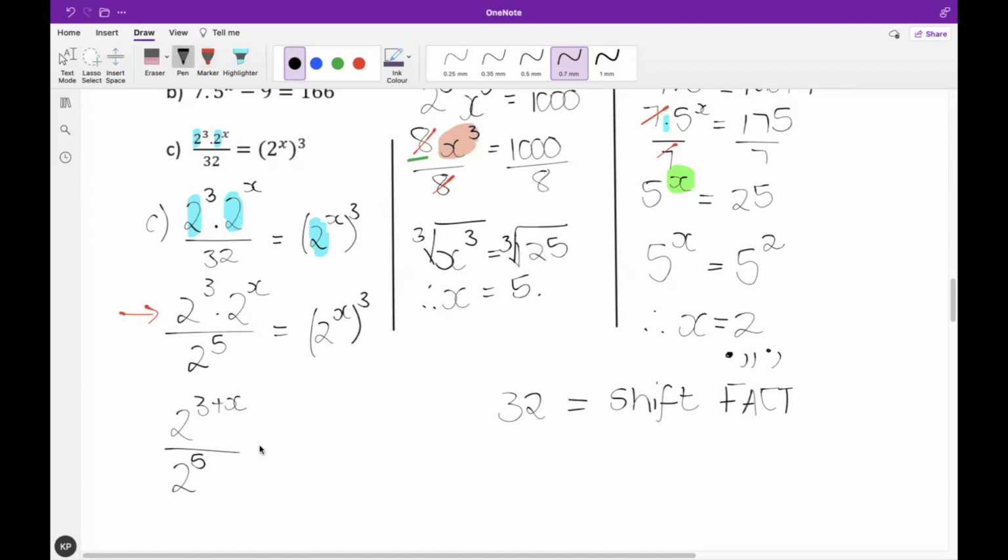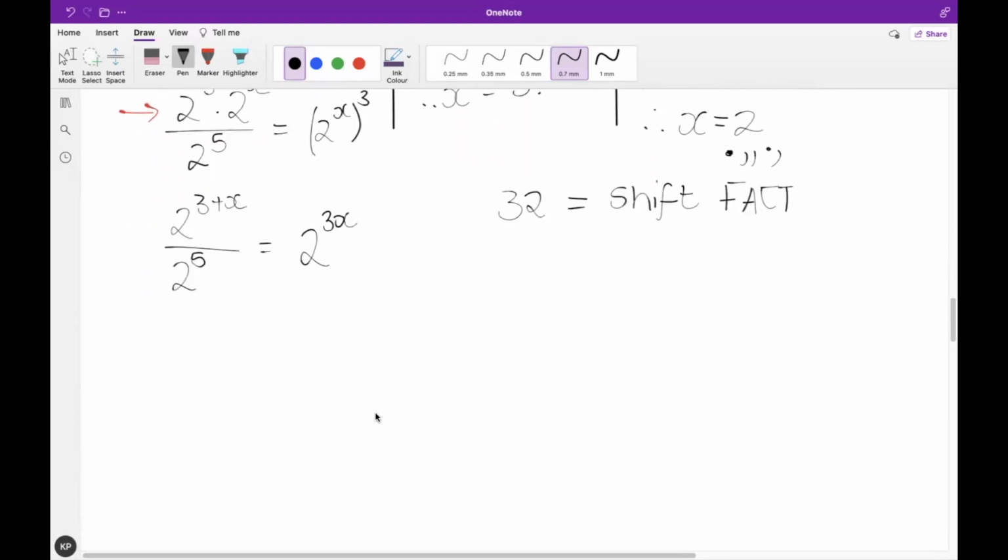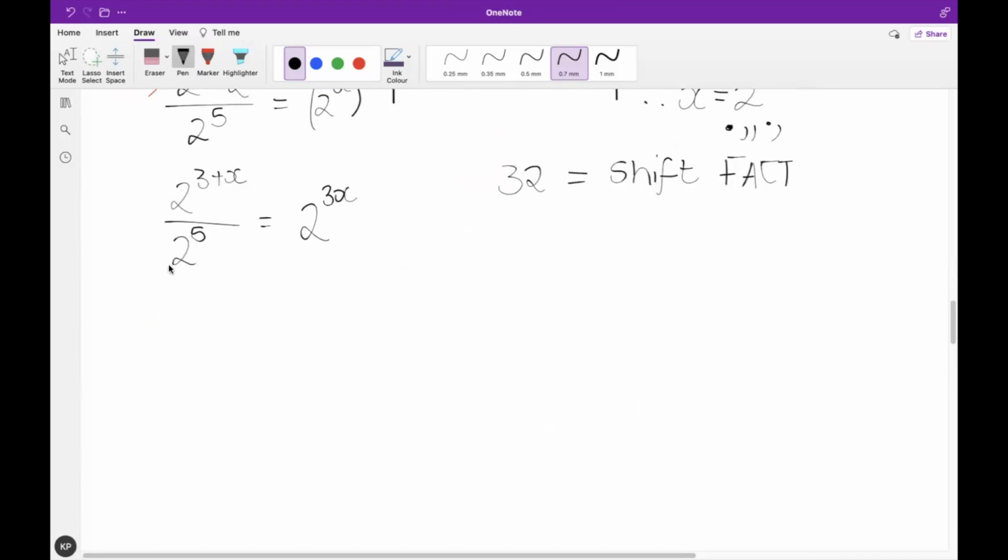Okay. Now let's go to the right-hand side. Power to a power. What am I going to do with these exponents? This time I have exponents to another exponent. So how do I simplify that? We multiply. So then this is x times 3, or 3x. Does it already not look better, guys? It already looks much better.